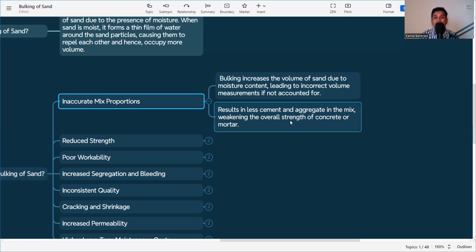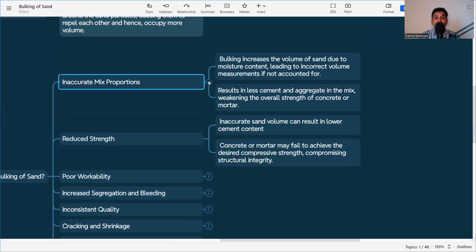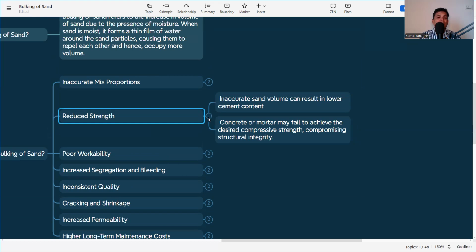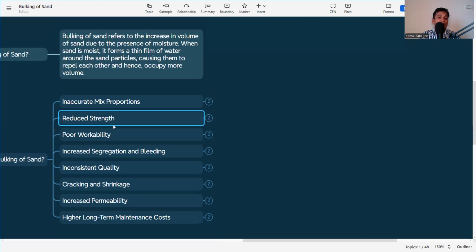This results in less cement and aggregate in the mix, weakening the overall strength of concrete or mortar. So if it is an inaccurate mix proportion, we will not get the strength and durability. Then again, there is reduced strength. Why? Because inaccurate sand volume can result in lower cement content, and the concrete or mortar may fail to achieve the desired compressive strength, compromising structural integrity. So it is affecting the strength also.